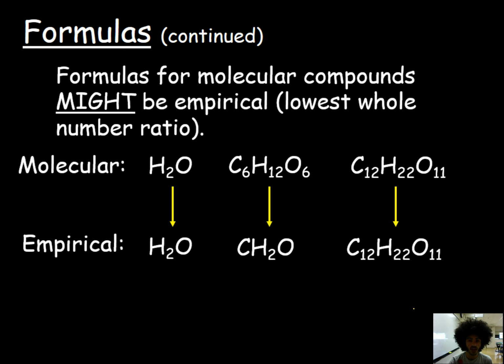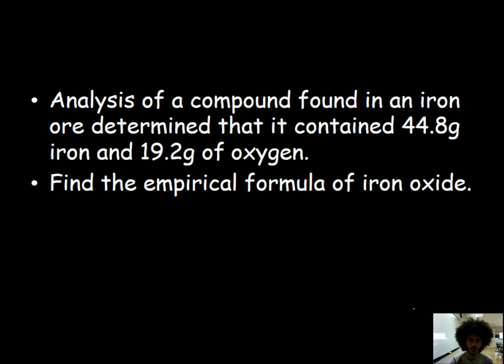Now the kind of questions which you're likely to encounter will be a bit more complex than just determining it like that. It'll look something a bit more like this. So this is a typical question. Analysis of a compound found in an iron ore determined that it contained 44.8 grams of iron and 19.2 grams of oxygen. Find the empirical formula of iron oxide.